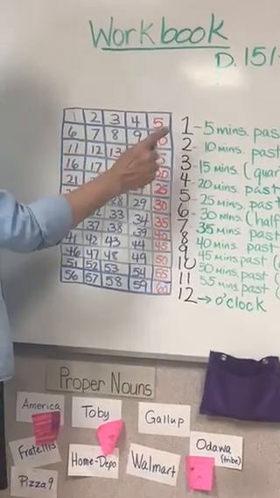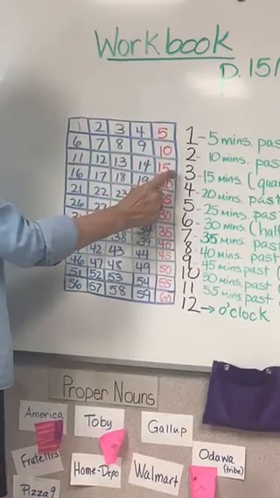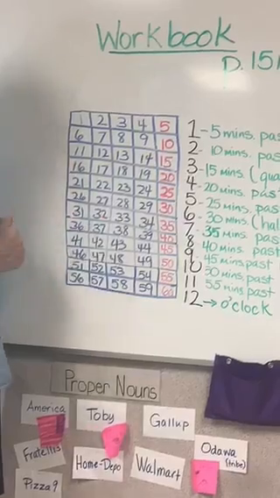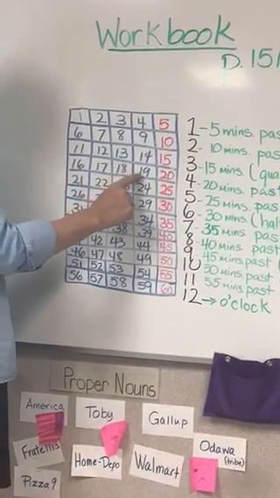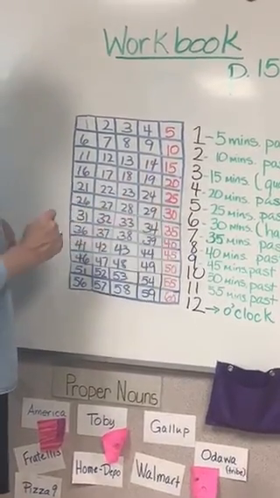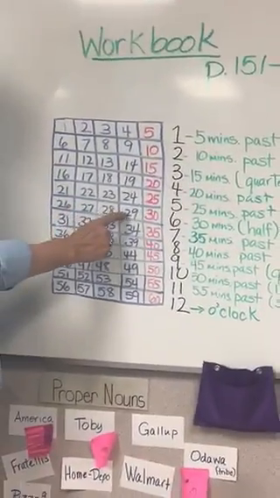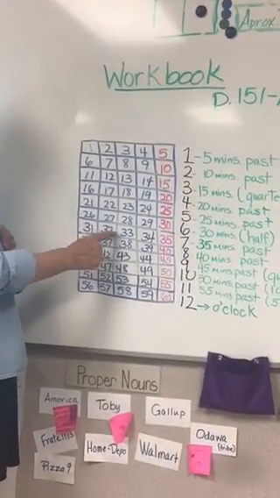6, 7, 8, 9, 10. 11, 12, 13, 14, 15. So it's 5, 10, 15, all right? If we count by 5s. 16, 17, 18, 19, 20. 21, 22, 23, 24, 25. 26, 27, 28, 29, 30. Count with me, okay? 31, 32, 33, 34.